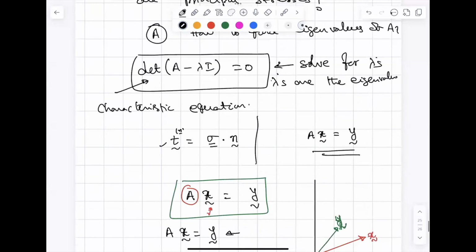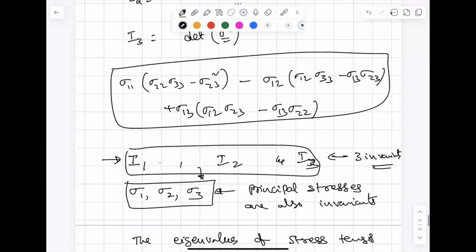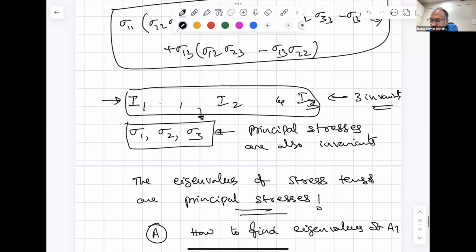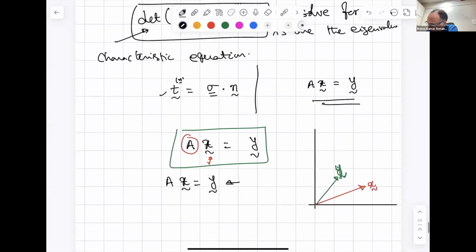So does that mean both are the same? They are not the same. We will see in a moment. Okay, please wait for some time. We will see in a moment.